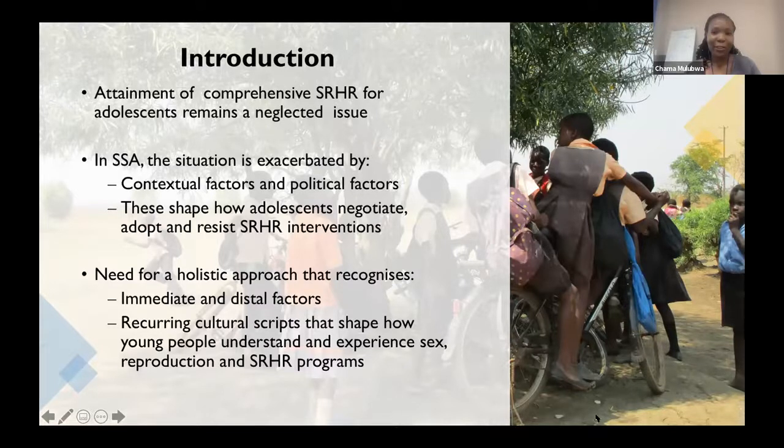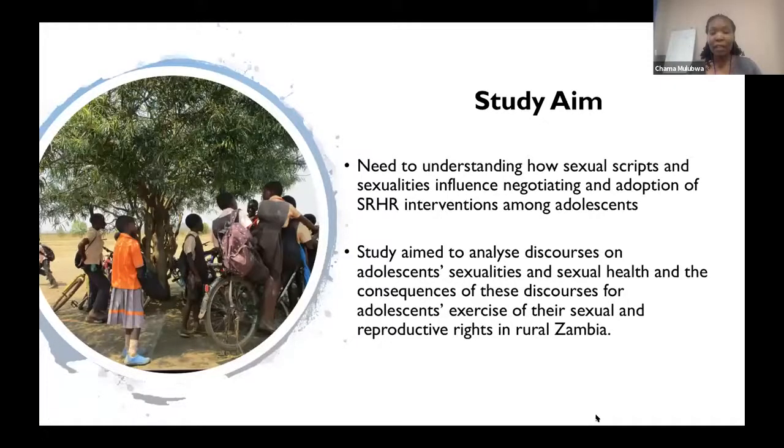So our study mainly aimed to analyze discourses on adolescent sexuality and sexual health, and the consequences of these discourses for adolescents to exercise their sexual and reproductive health and rights in rural Zambia.